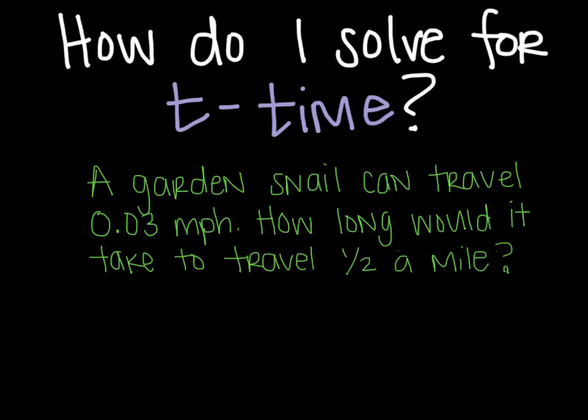The last question is, how do you solve for t, which is time? A garden snail can travel 0.03 miles per hour, which is extremely slow. How long would it take to travel half of a mile? So what you're going to do is, again, use your equation, d equals r times t, and fill in what you know.